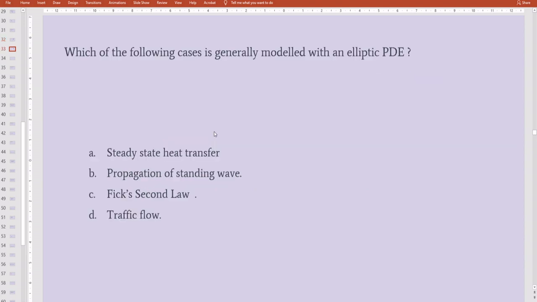Moving on to the next question. Which of the following cases is generally modeled with an elliptic PDE? Again, repeating the question. Which of the following cases is modeled with an elliptic PDE? The options are option A, steady state heat transfer; option B, propagation of a standing wave; option C, Fick's second law; option D, traffic flow. Try to answer the question.